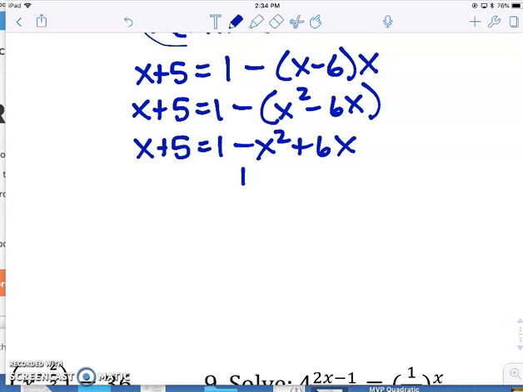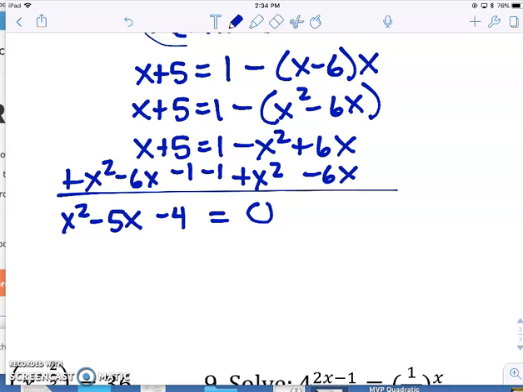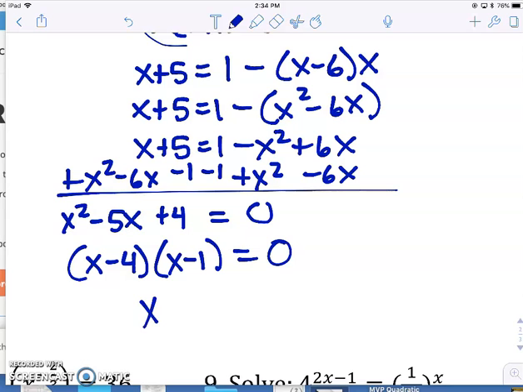Quadratic, so let's set it equal to 0. Let's see, minus 6x minus 6x minus 1 minus 1. So we have 0 over here, and we have x squared minus 5x minus 4. Factoring that, x minus 4, oops, that'd be plus 4. And x minus 1, though, multiplies to 4, adds to negative 5. So you have x equals 4 and x equals 1.